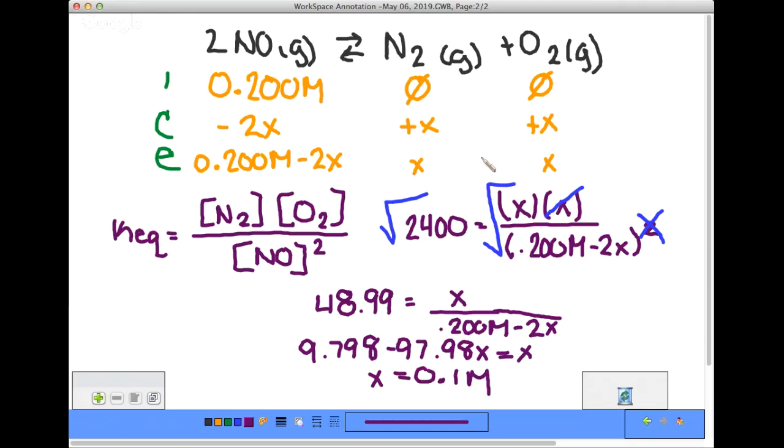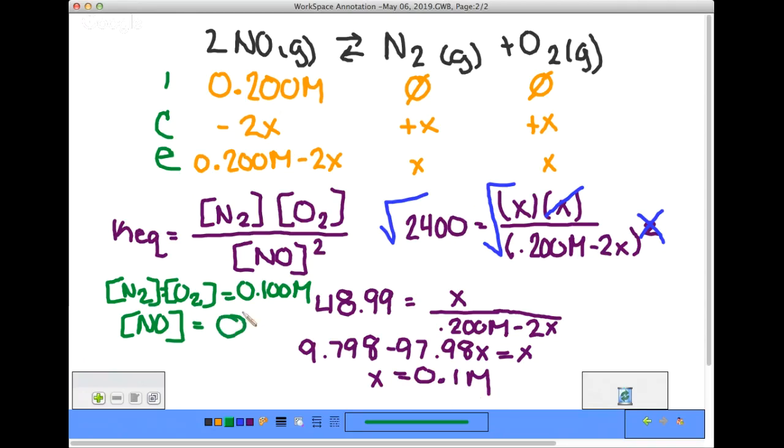So now I'm going to plug that back in. My concentrations of N2 and O2 are the same, equal to each other, so these are just 0.100 molar. And then my concentration of nitrogen monoxide is going to be 0.2 minus 2 times that, so this actually ends up being 0 because 2 times 0.1 minus 0.2 is 0. So that is my answer for number 5.